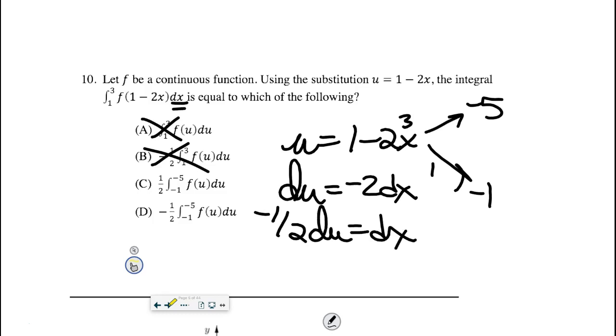So which one's the answer? D. Okay. Did you do way harder ones than this in Unit 6? This is just testing: do you know that you need to get everything to u? All right, that one's done.